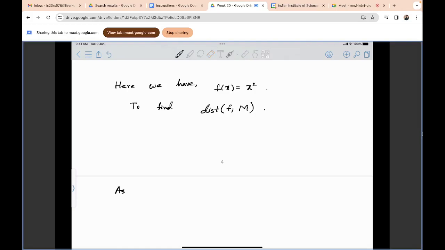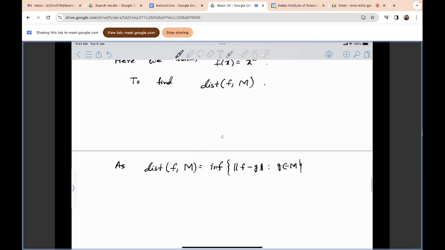The distance between F and M is the infimum of all such norms of F minus G such that G is in M. By the projection theorem, we have seen that this infimum is attained at the distance between F and the projection of F onto M. This is the unique point.